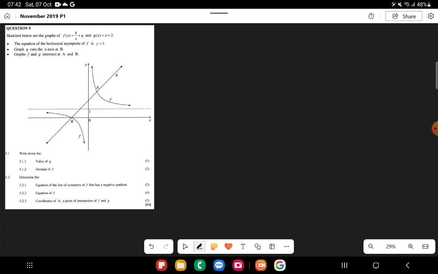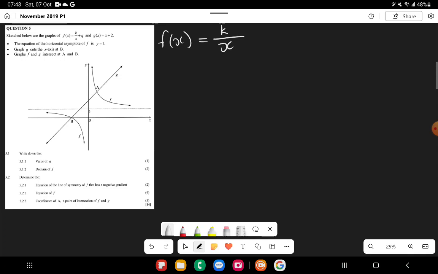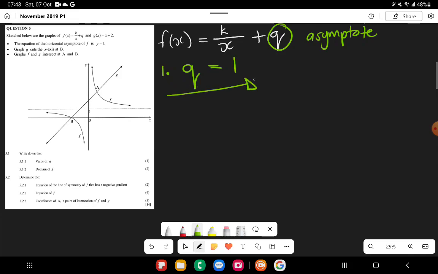Question number 1, find the value of q. Now, we know that f of x is a hyperbola because it has x as a denominator plus q. This value of q is also known as the asymptote of this equation, which means that for question number 1, q is equal to 1. We know this because it tells us that there's an asymptote where y equals 1.